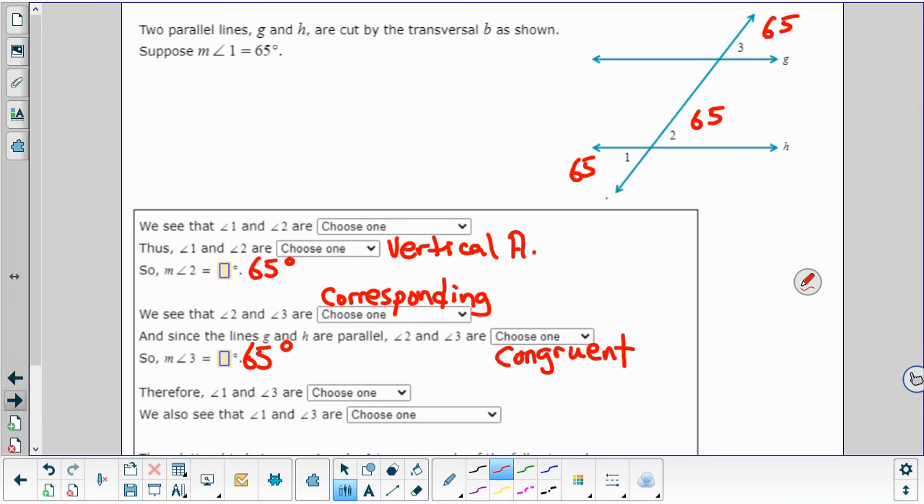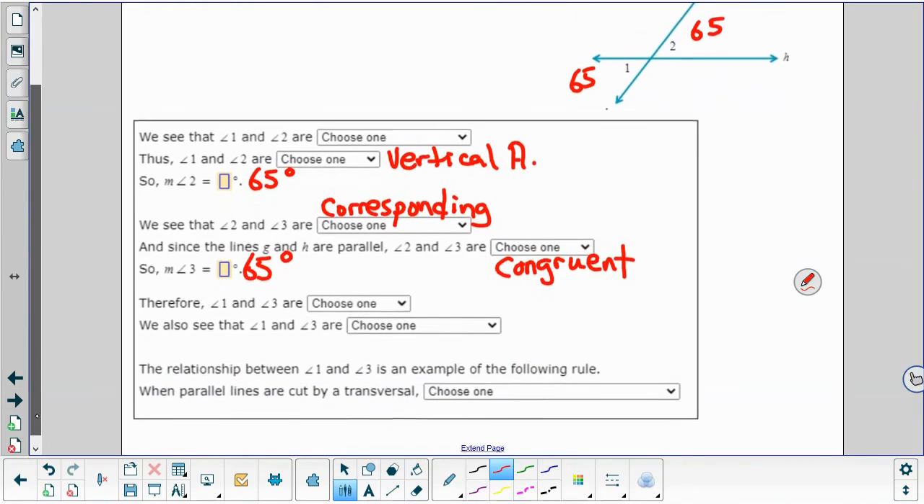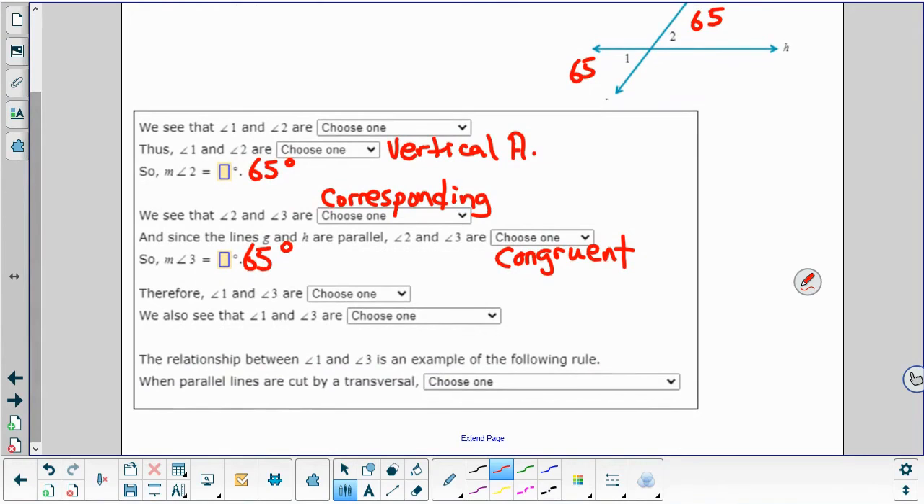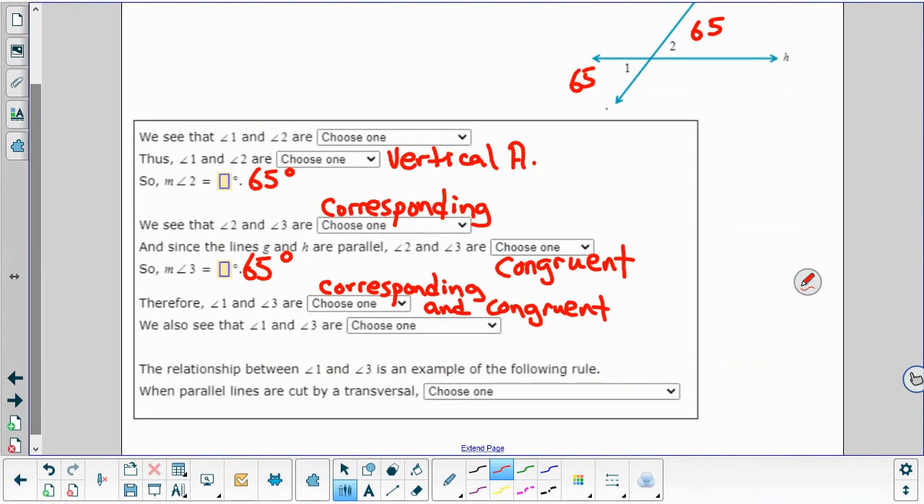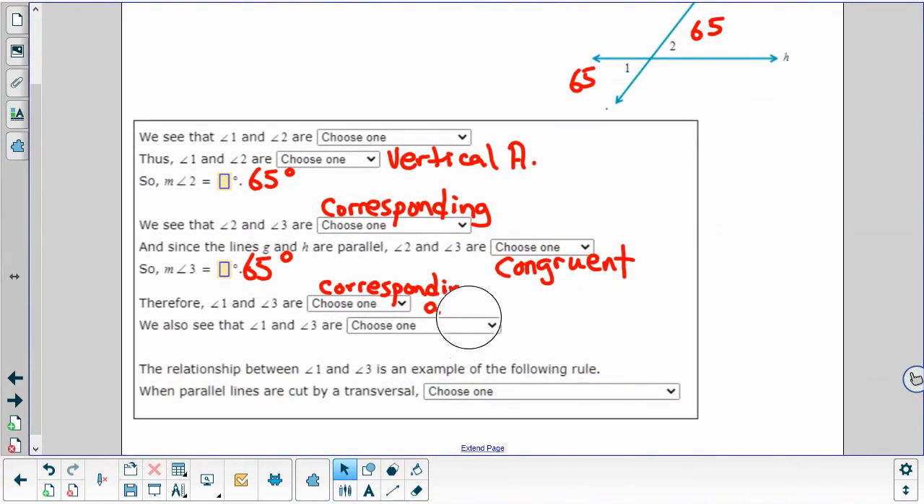And then angles 1 and 3, if you look at those, they're on alternate exterior sides of the transversal and the parallel lines. There's a couple of different ways you can analyze them. I initially started saying that they were corresponding angles, but it actually turns out that they're not quite in a corresponding position. They're on opposite sides of the transversal. So they are congruent, but they are not corresponding. They are what we call alternate exterior angles.